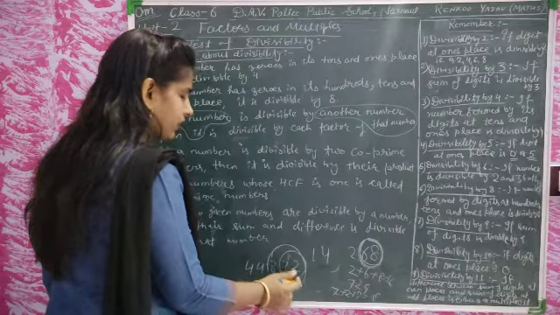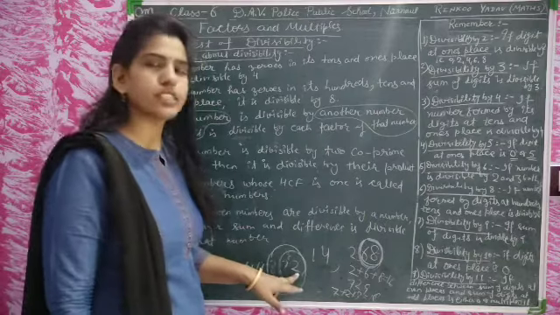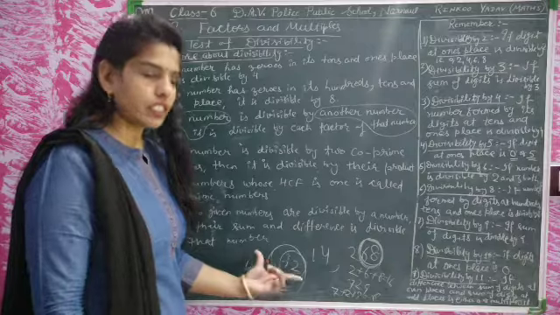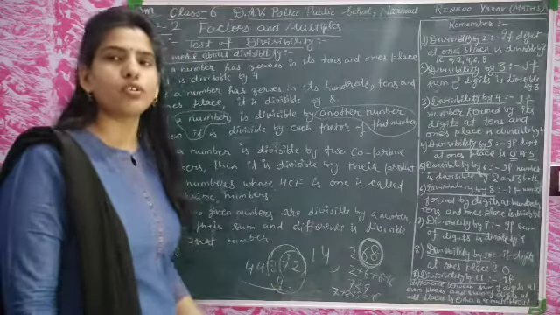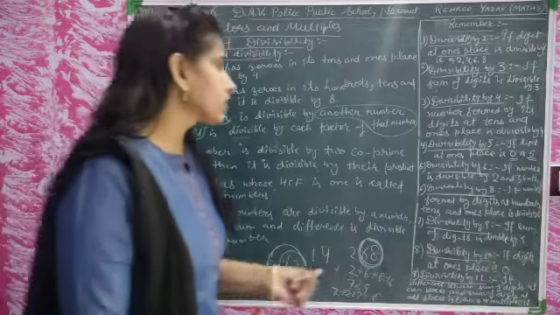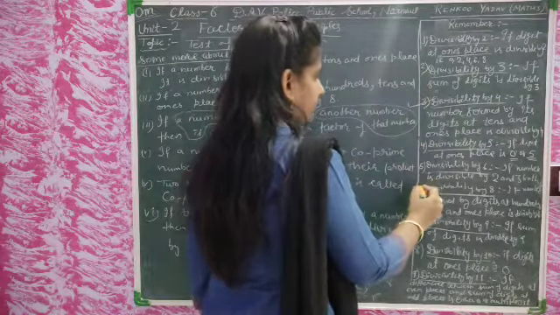8 6s are 48 and 8 7s are 56. But there is a 52, which is not divisible by 8. It means this whole number is also not divisible by 8. Is it clear, students? So, these are the rules of 4 and 8.